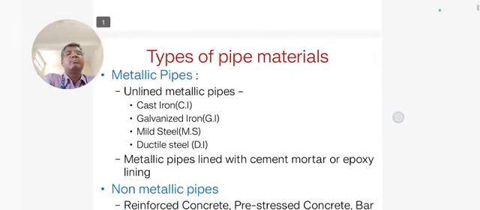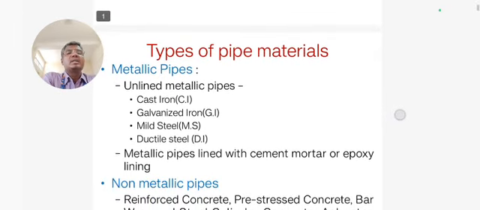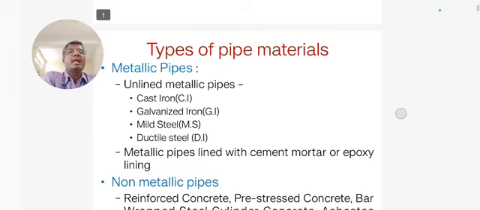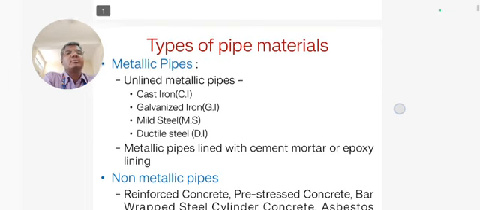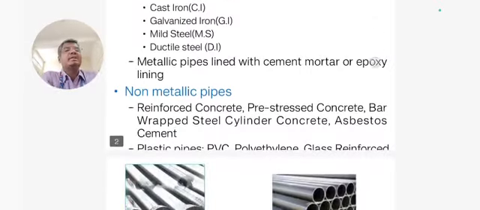One is the metallic pipes. Cast iron pipes, galvanized pipes, mild steel pipes and ductile steel pipes come under the metallic pipes. And then non-metallic pipes, which include the reinforced concrete pipes, that is the RCC pipes, the pre-stressed concrete pipes, the bar wrapped steel cylinder concrete pipes, the asbestos pipes, and finally the plastic pipes, which are PVC pipes, etc.